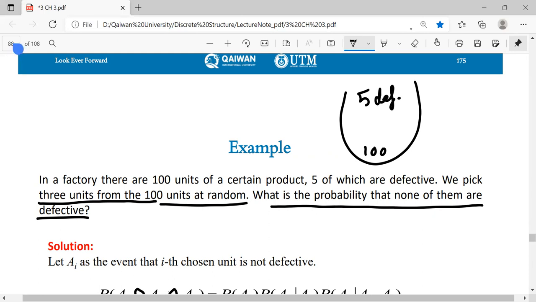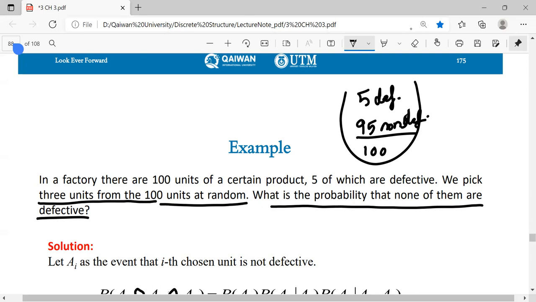And what's the rest? The rest is 95, non-defective. Okay, and the total is 100. So what's the probability of choosing 3 products such that none of them are defective? None of them are defective.